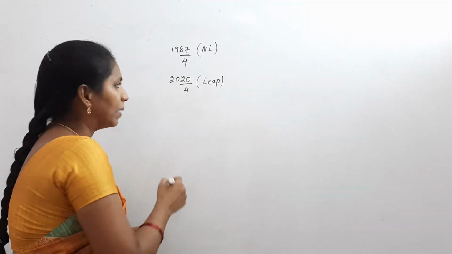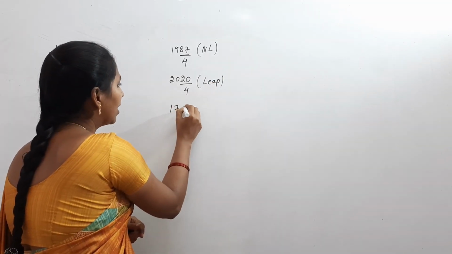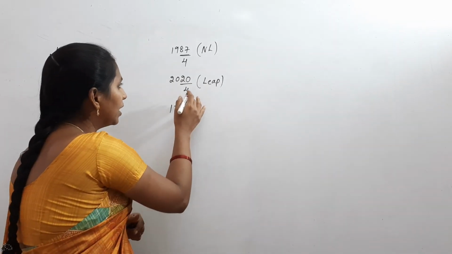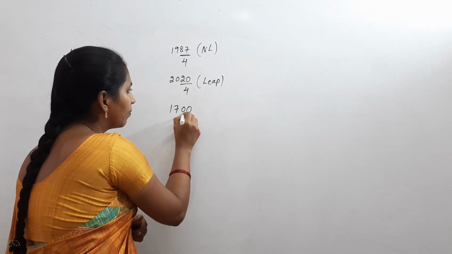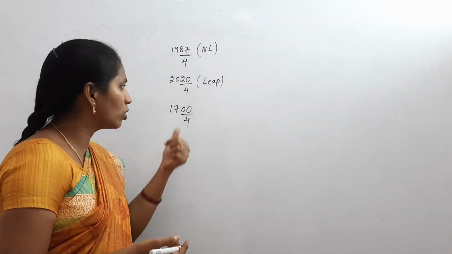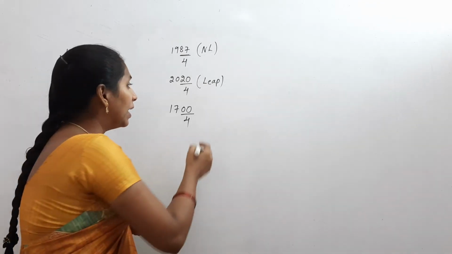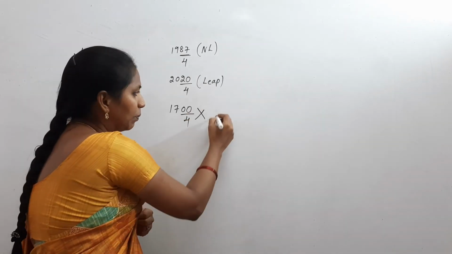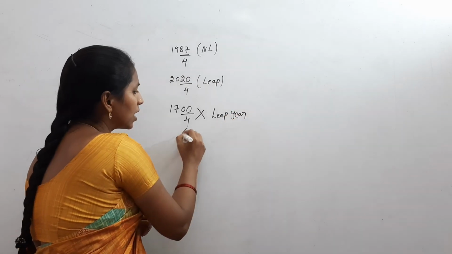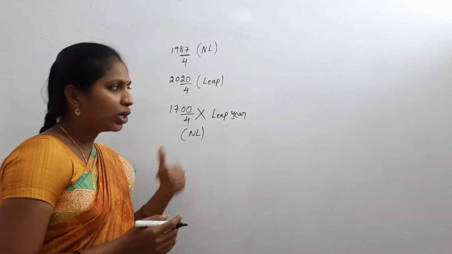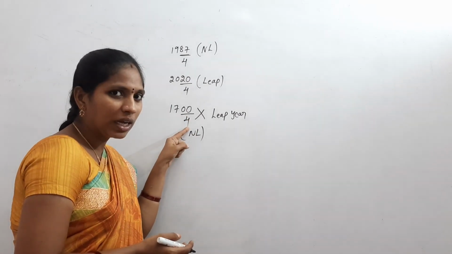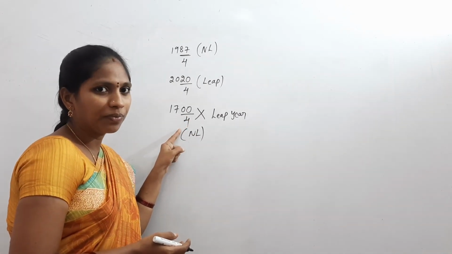Take one more example. Suppose 1700. Again check the divisibility rule by 4. Last two digits divisible by 4. Yes, of course it is divisible by 4. But this is not a leap year. This is a non-leap year. Although it is divisible by 4, it is not a leap year.